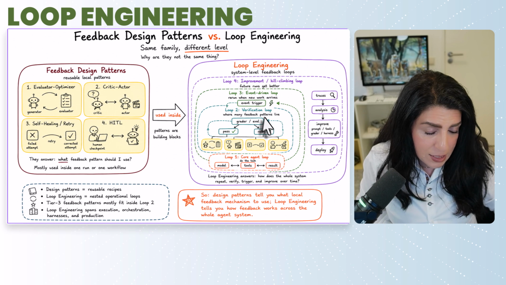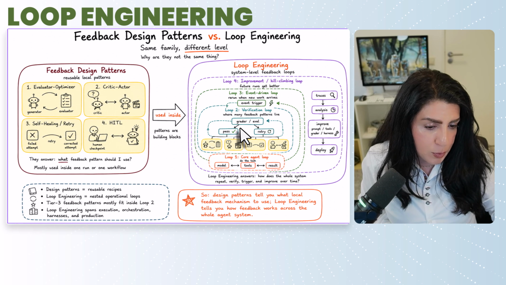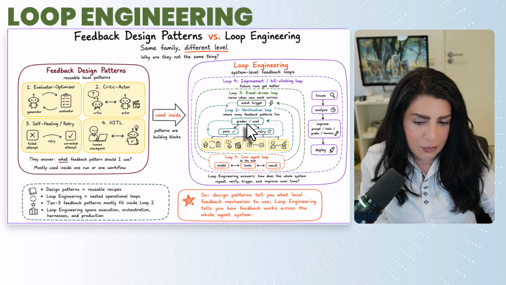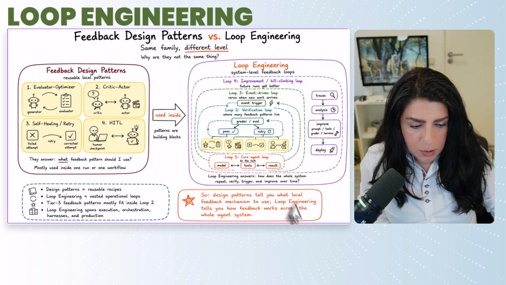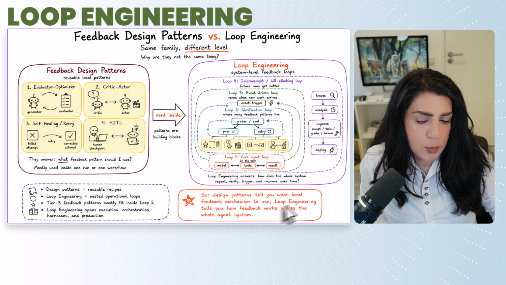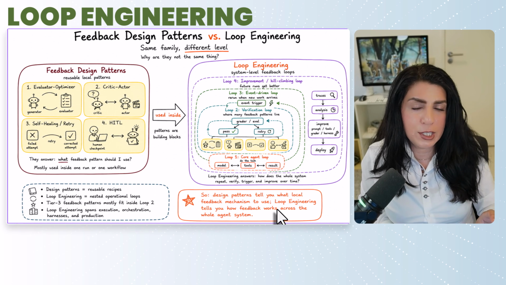basically in loop 2. In loop 1, you always have the model, tools, and doing a task. But in loop 2, we do the verification, these kinds of graders and evaluation. And all of these evaluators or critics or actors or self-healing are at that level. So design patterns tell you what local feedback mechanism to use. Loop engineering tells you how feedback works across the whole agentic system.